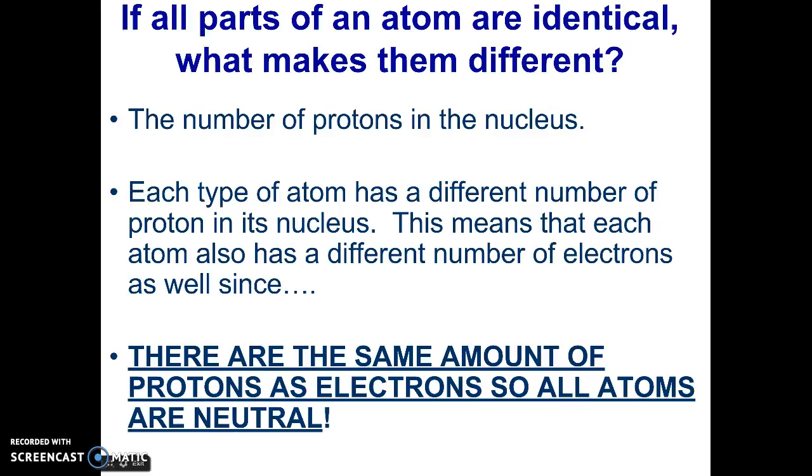So, if all the parts of an atom are identical, what makes the different atoms different? As we talked about earlier, the number of protons in the nucleus is a huge factor. Each type of atom has a different number of protons, and each atom also has a different number of electrons, because there need to be the same amount of protons as electrons if the atom is going to be neutral. So if hydrogen has 1 proton, hydrogen is naturally going to have 1 electron. We're going to get into some exceptions to that later, but for now let's stick with that rule.